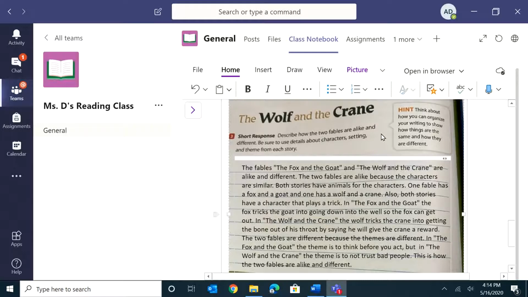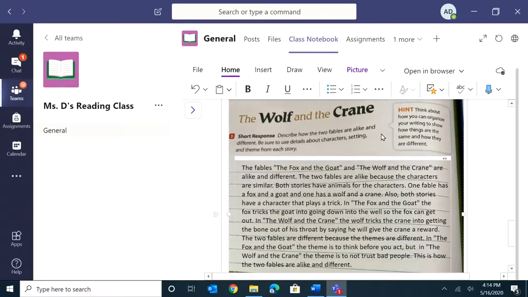In The Fox and the Goat, the fox tricks the goat into going down to the well so the fox can get out. In The Wolf and the Crane, the wolf tricks the crane into getting the bone out of his throat by saying he will give the crane a reward. I give the details for how they are alike. Now I go on to how they are different.